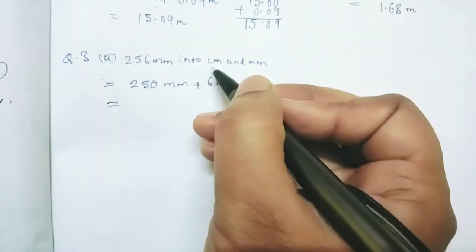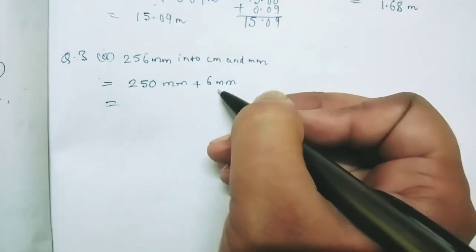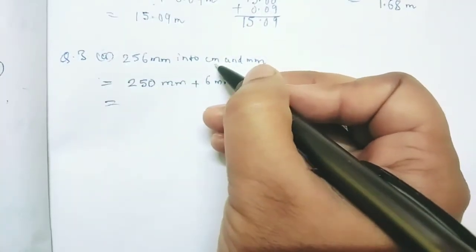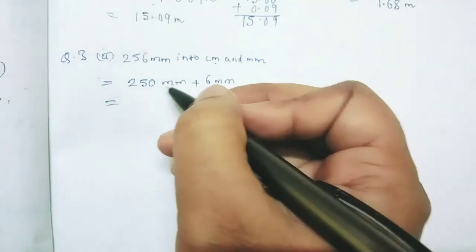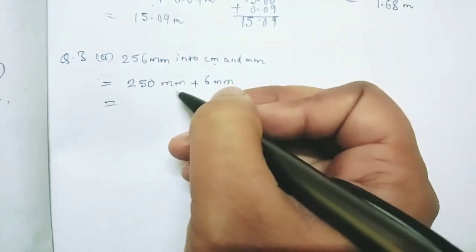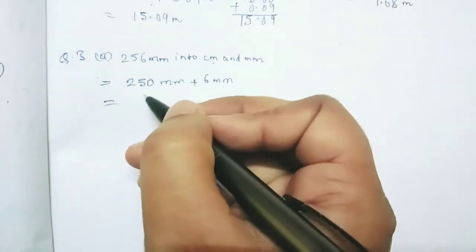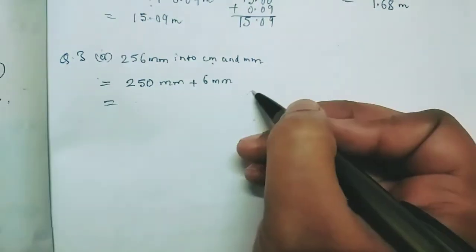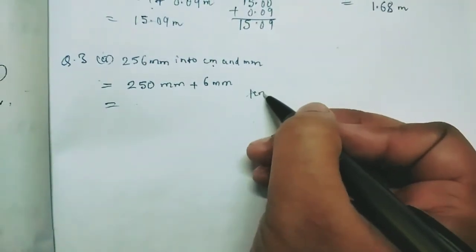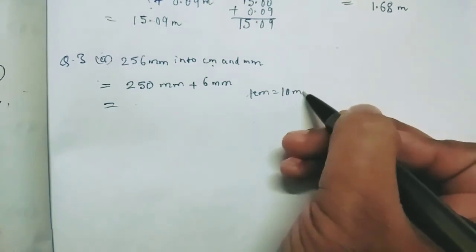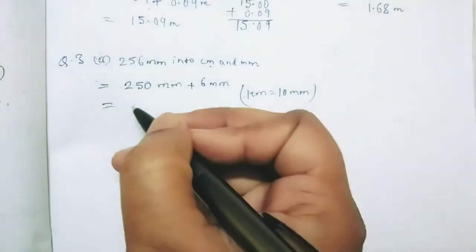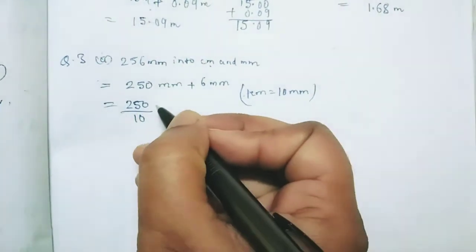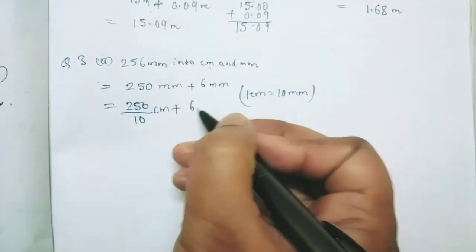So we need centimeter and millimeter. That means this part will be in millimeter only. The first part will be in centimeter. So this part you have to convert into centimeter. So millimeter to centimeter, that means smaller unit to bigger unit, you will always divide. So by which number do we have to divide? You have to divide by 10, because 1 centimeter equals 10 millimeter. This is the relation. So you will write 250 by 10. Now it is in centimeter plus 6 millimeter.